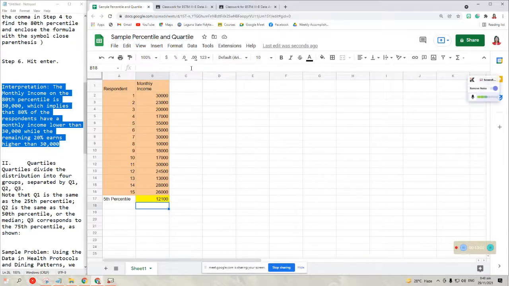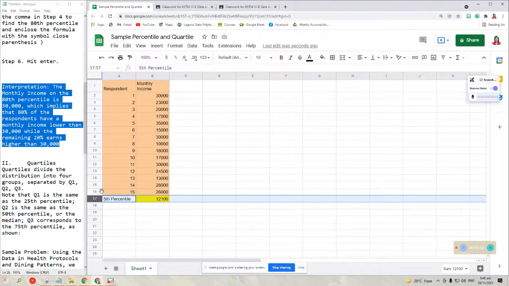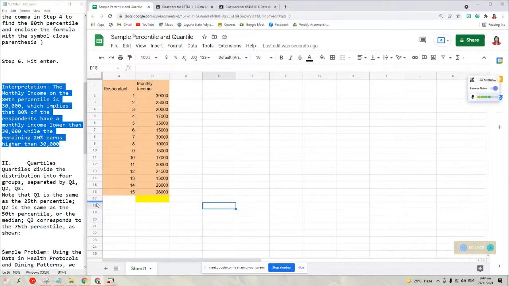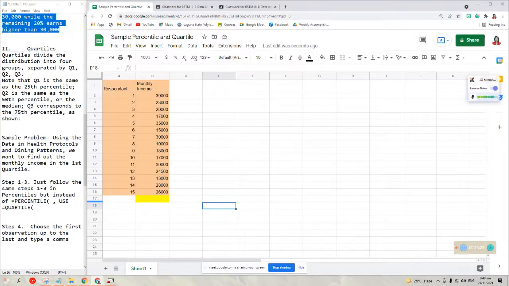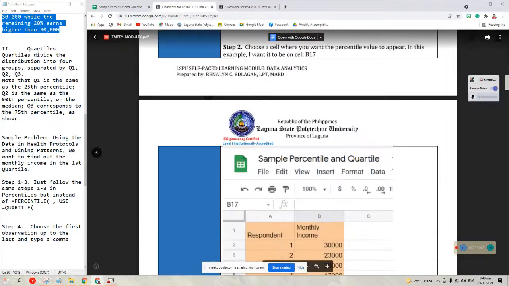Okay? Okay. Now that we are done with percentile, i-change naman po natin ito into quartiles. Ayan. Binura ko na po yung formula. Dito na lang din po ako magsasagot ng quartiles. So, this is part 2, quartiles. Quartiles divide the distribution into 4 groups separated by Q1, Q2, and Q3. You have to take note that Q1 is the same as the 25th percentile. Q2 is the same as the 50th percentile or the median, and Q3 corresponds to the 75th percentile. On your module, meron po diyang included na drawing.